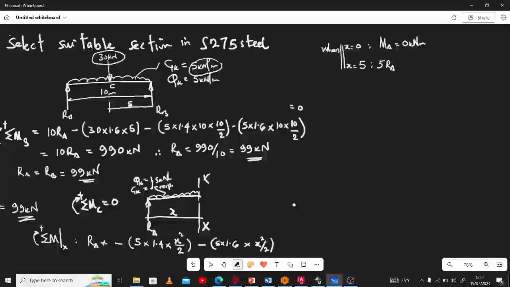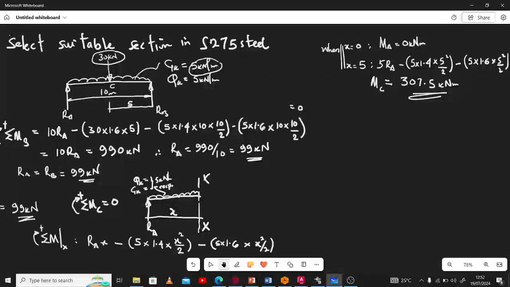minus 5 multiplied by 1.4 multiplied by 5 squared over 2, minus 5 multiplied by 1.6 multiplied by 5 squared over 2. Definitely this would give us MC equal to 307.5 kilonewton meters. So we have obtained the maximum moment to be designed against.